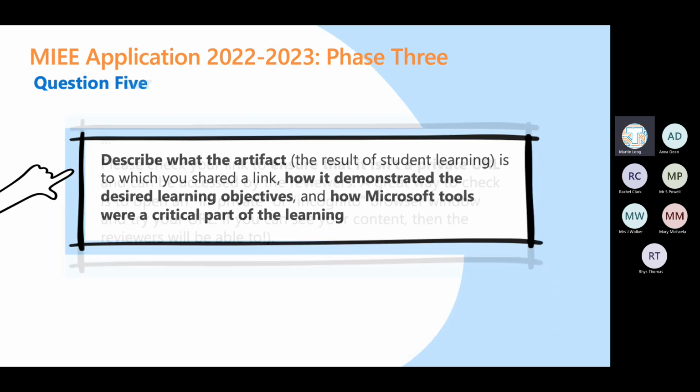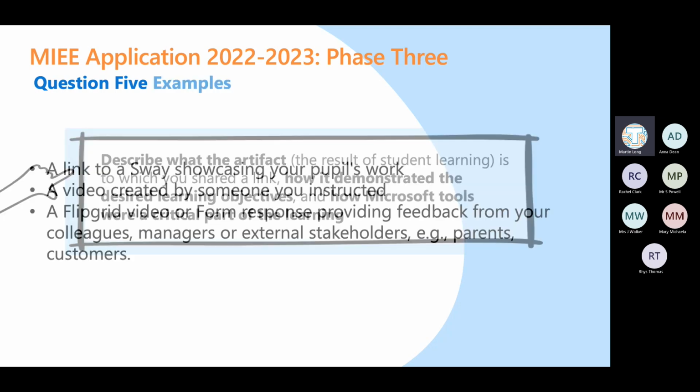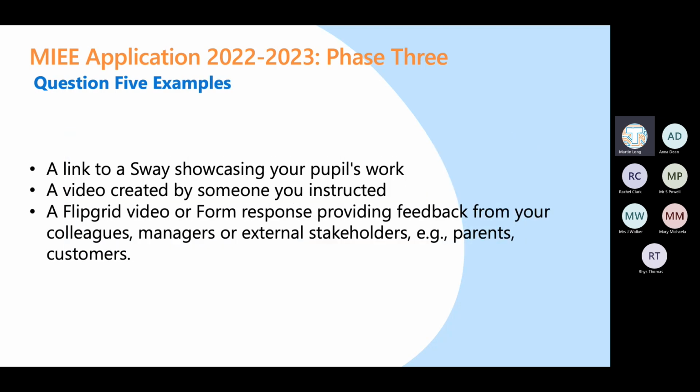Question 5 is describing the artifact, which is an unusual word to use, and demonstrating how it's got the desired learning objectives and outcomes. So this again is a good example of where you can bring in all of those other smaller apps that you might have got there, or aspects within an app. So again, Teams is a good example. You may have recorded a staff meeting because you couldn't get all staff there, and it could have been for a particular reason.